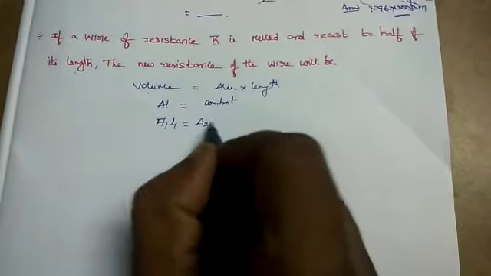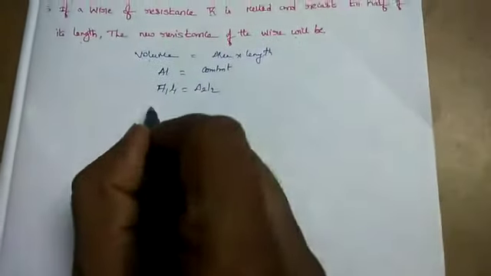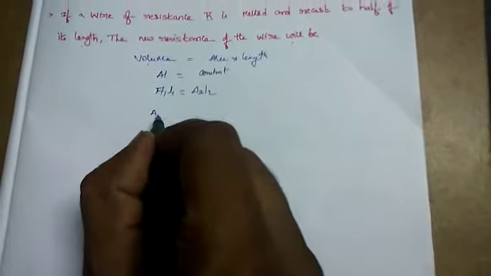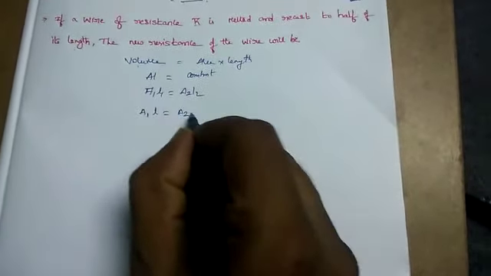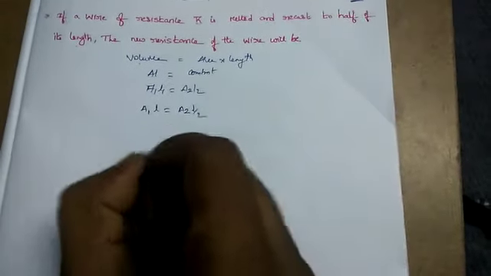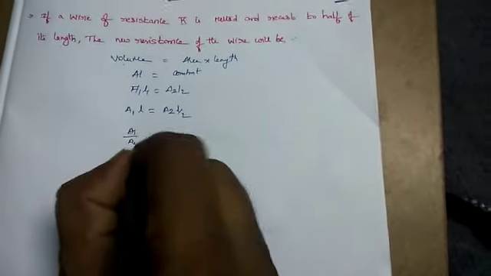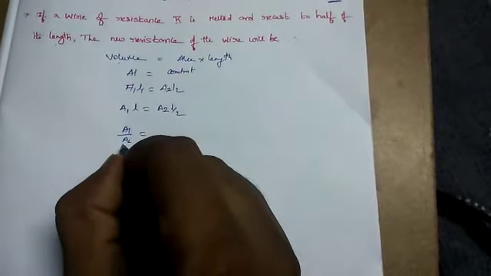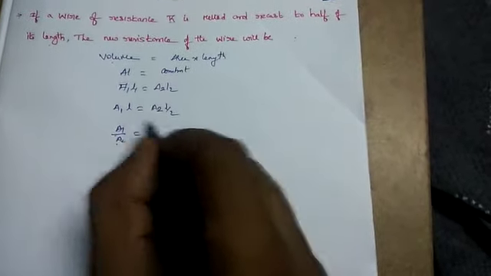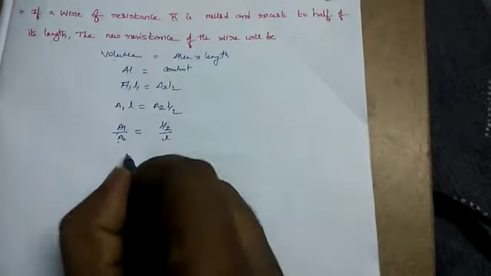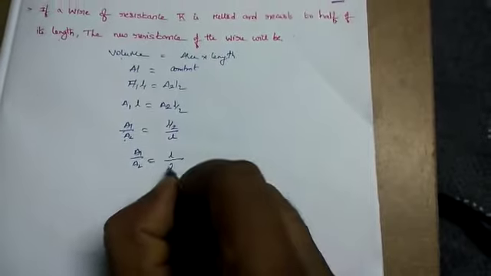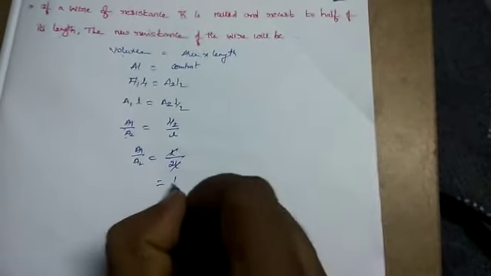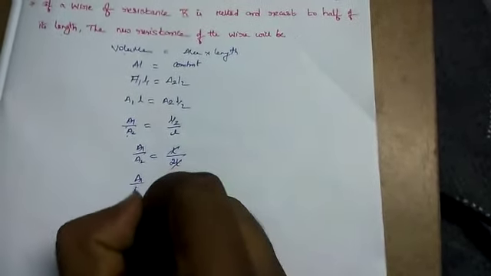So A1 L1 is equal to A2 L2. What is given? A1 we don't know. L1 means L. A2 we don't know. L2 means L by 2. So A1 by A2 is equal to L2 by L1, which is L by 2 by L. Therefore A1 by A2 is equal to L by 2L. So L and L get cancelled, giving 1 by 2. That means A1 by A2 is 1 by 2.